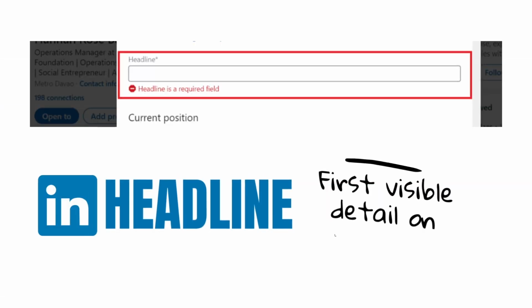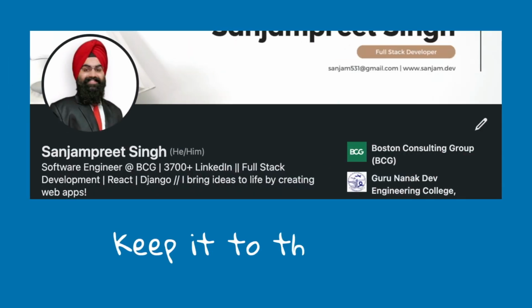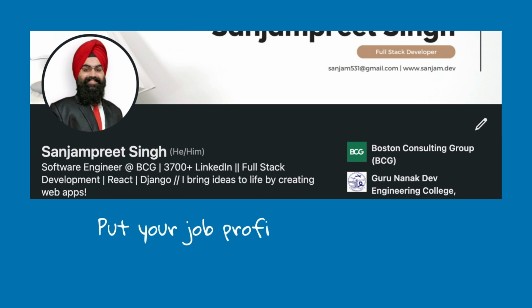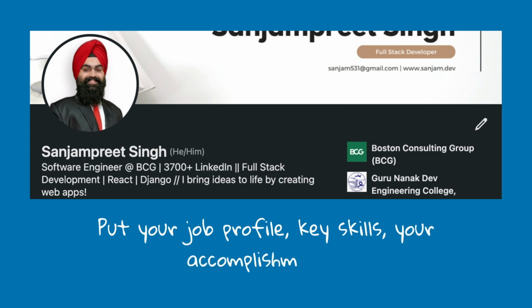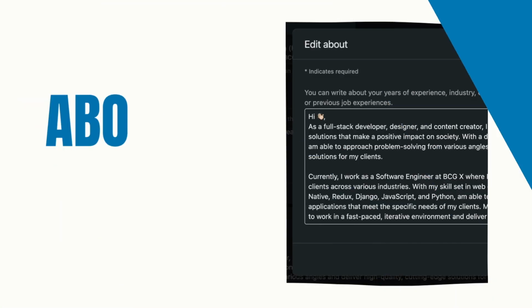LinkedIn headline is the next important thing, which basically is the first thing visible before anyone would visit your profile. And it is very important to have a great and a compact headline for your LinkedIn. Here I would suggest you put your job profile, key skills, your accomplishments, and also you can put a basic summary that tells about what you do in your day-to-day professional life. Like, I have written that I bring ideas to life by creating web applications.